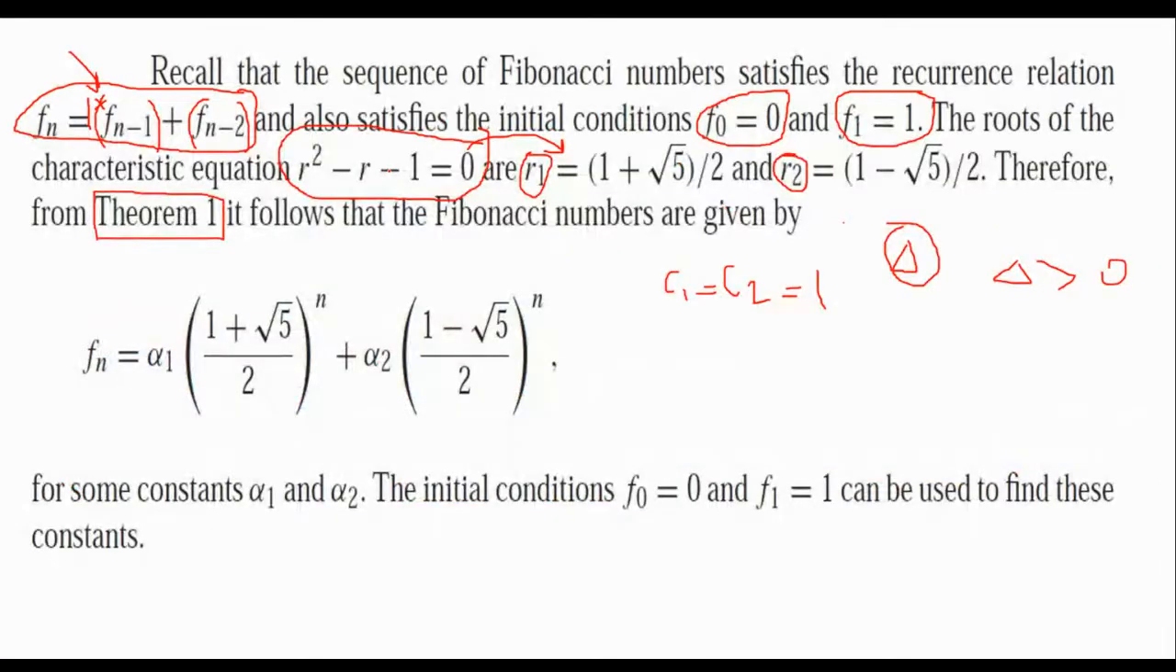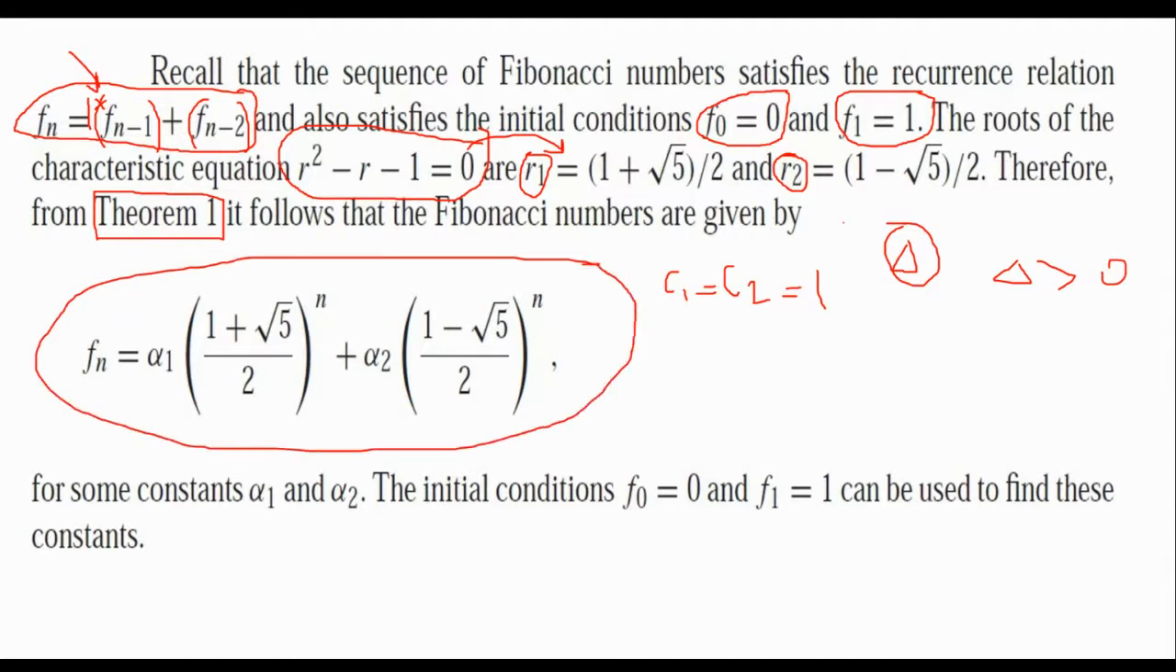Okay, now let's see what we can do here. Based on that theorem, now that you found the roots r1 and r2, you can use them here inside this formula. You see, this is r1, this is r2, and we should find alpha 1 and alpha 2 in order to write the final answer in terms of fn.